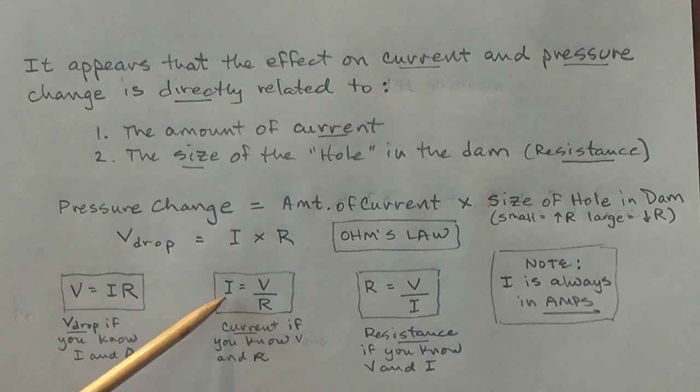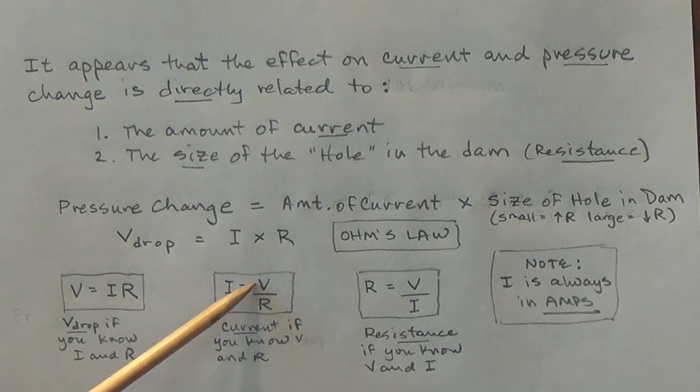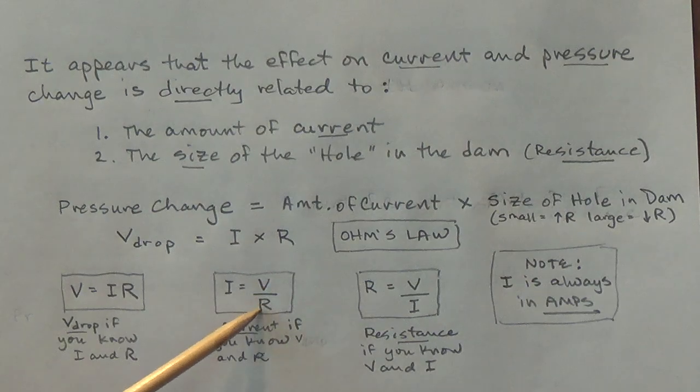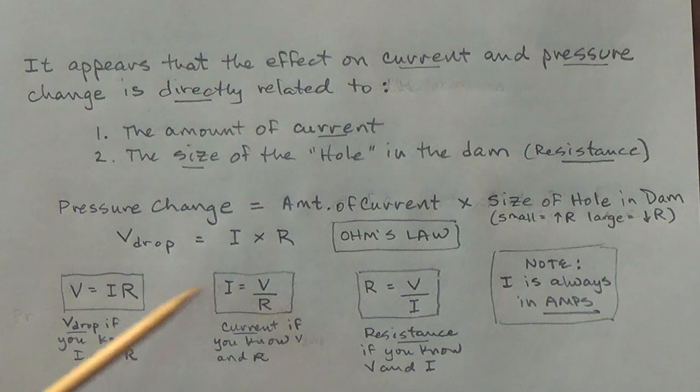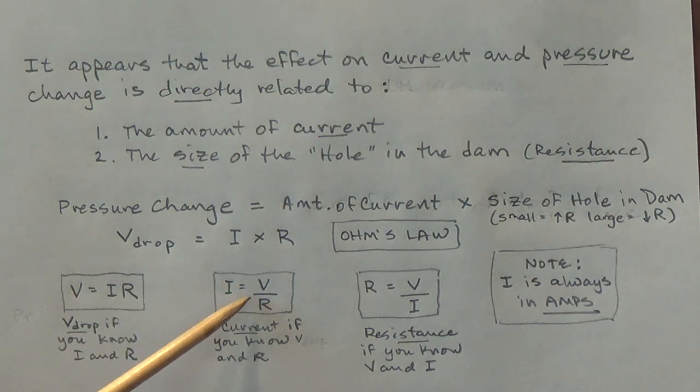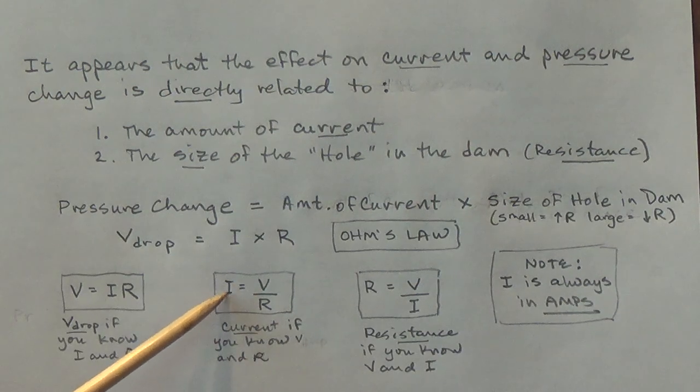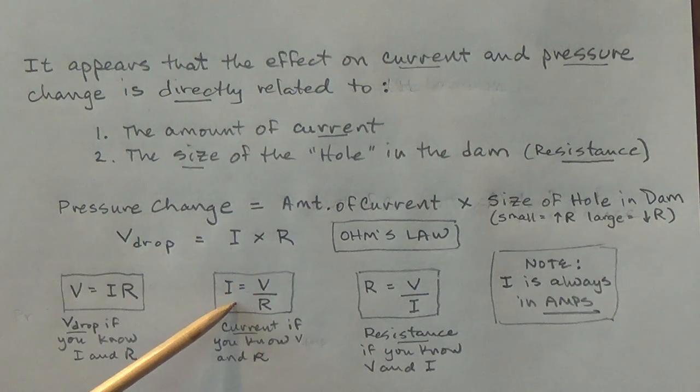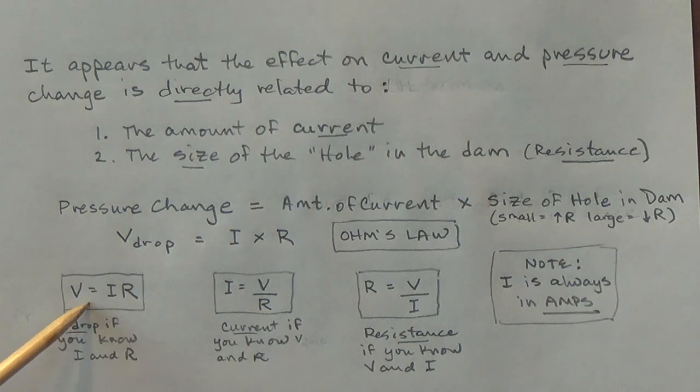I don't know that current flow, but I do know what the voltage drop is across a resistor, and I know the value of a resistor. This is the same formula as this, but it's just been transposed in a way that I'll show you in just a minute. So if I want to know current, I'll use this formula. If I want to know voltage drop, I'll use this.